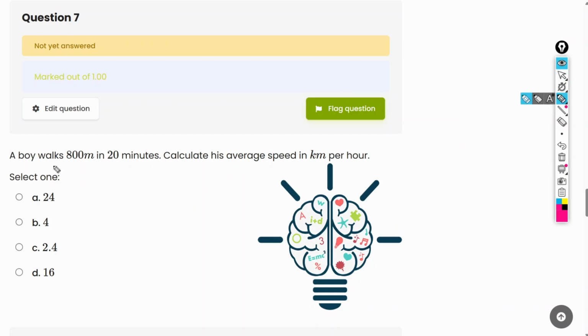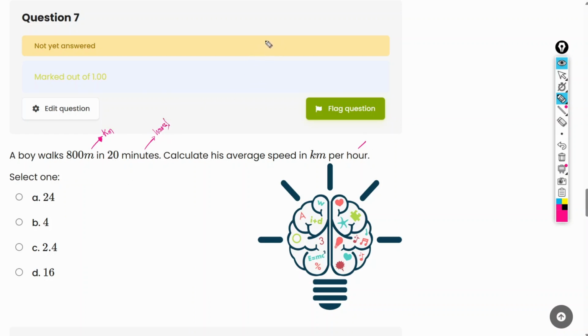All right, a boy walks 800 meters in 20 minutes. Calculate his average speed in kilometers per hour. So there is need for unit conversion, because we have this in meters but we need it in kilometers, and we have it in minutes but we need it in hours. So we need to change this to hours. So 800 meters to kilometers.